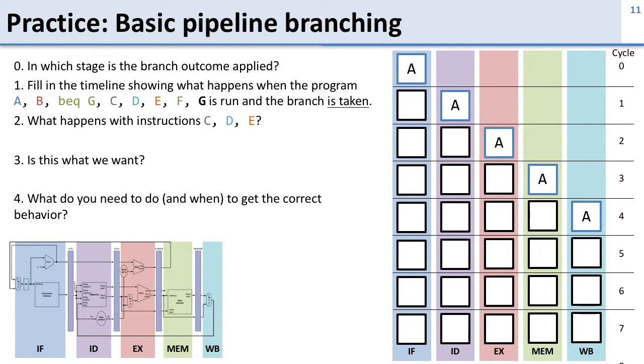So let's try and practice this. We've got a bunch of questions here, and we've got an example program. The program is going to go through A, B, branch equal G, which is going to be taken, then C, D, E, and F, and then finally G. So start out with thinking about where the branch is applied, then go ahead and fill in the timeline here for what happens executing this program where the branch is taken. Figure out what happens to the later instructions, and is this what we want?